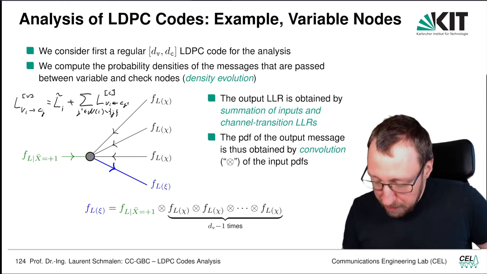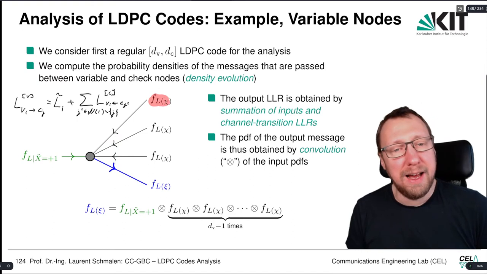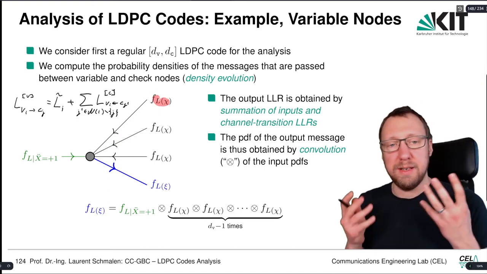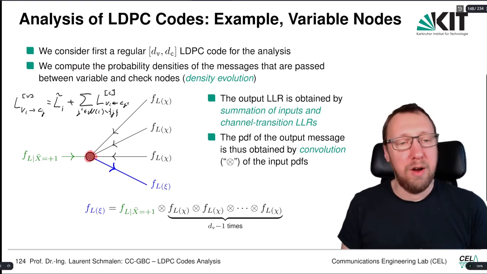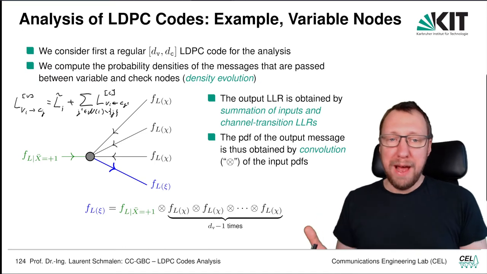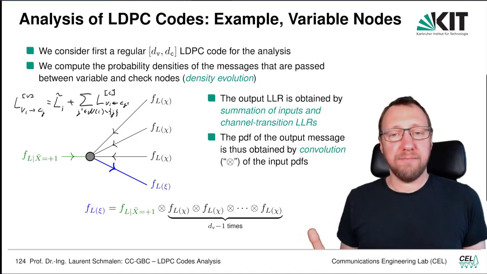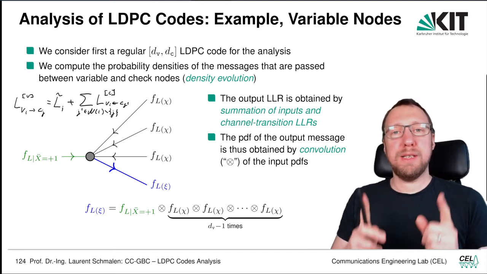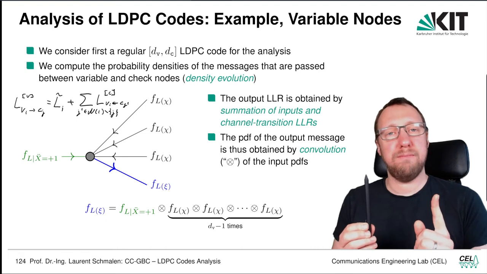So we have incoming messages. They are distributed according to f of L chi. This is the distribution of the messages. And we sum up the random variables. So we take a sum of random variables. Now we go back into our probability theory course. What happens to the PDF of the sum of two random variables?